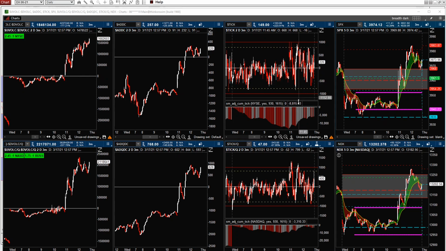Right? Then if you notice here, this is 2 o'clock Eastern time, 11 a.m. Pacific time, and you see it surge up, and it got up to somewhere around the positive 1,000 area.